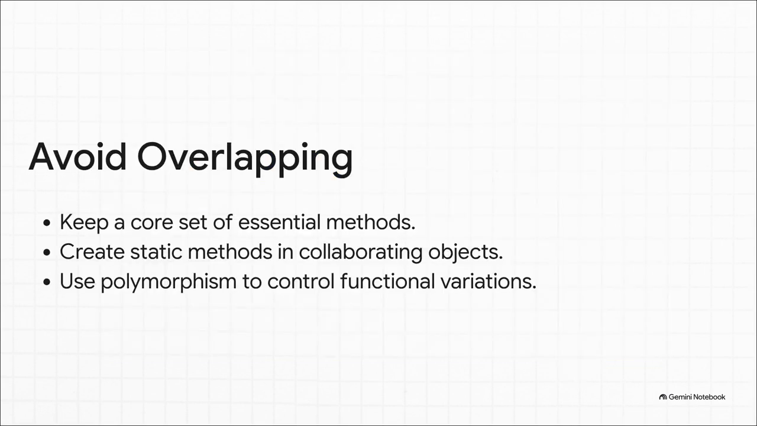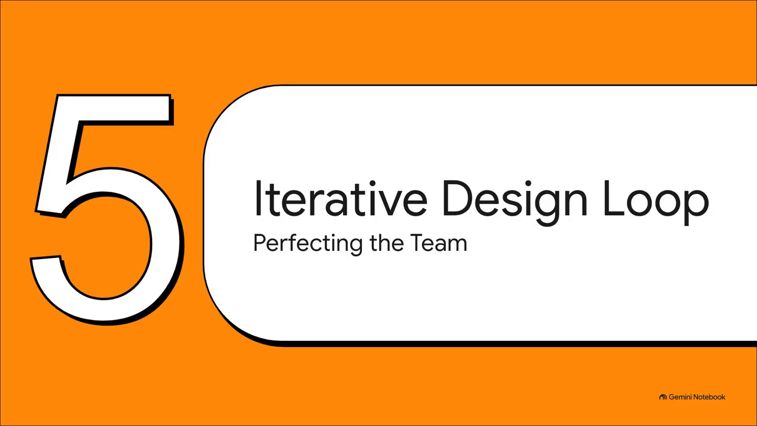To keep your objects cohesive, which means they stick strictly to their main job, and appropriately coupled, you absolutely must avoid overlapping behaviors. If two experts are competing to do the exact same job, it causes fatal inconsistencies in your system. You avoid this by keeping a core set of essential methods, utilizing static methods, which act like fixed, universal rules everyone can access, and using polymorphism. Polymorphism simply allows different experts to respond to the exact same command in their own unique way, handling variations super smoothly.